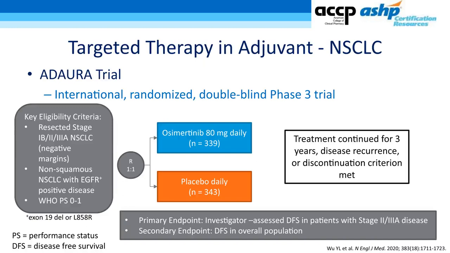Patients were randomized 1-to-1 to receive either osimertinib 80 milligrams daily or placebo. This treatment was continued for 3 years until disease recurrence or discontinuation criteria were met. And the primary endpoint was investigator-assessed disease-free survival in these patients with stage 2 to 3A disease, as well as their secondary endpoint looking at disease-free survival in the overall patient population. Prior to this, the role of oral agents in the adjuvant setting was unclear, but this recent publication does bring to light that these mutations are found in early stage disease.